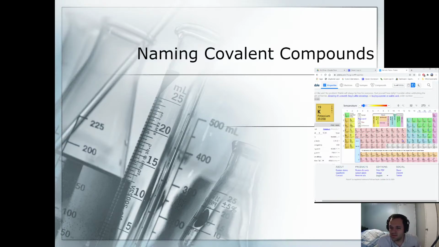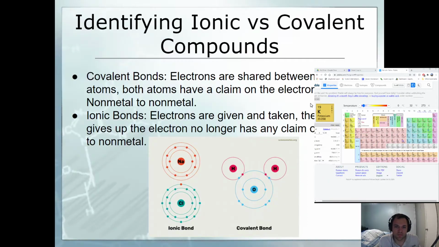All right. So what we're talking about today is very similar to what you guys did yesterday. Sorry about the dog again. But today we're talking about naming covalent compounds. So yesterday was ionic compounds, today is covalent compounds.